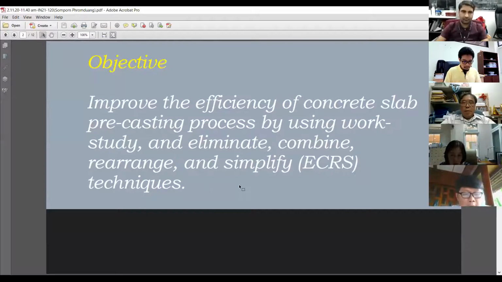The objective of this paper is to improve the efficiency of the concrete slab precasting process by using work study and eliminate, combine, rearrange, and simplify. We call it the ECRS technique. It is experimental research from the study.